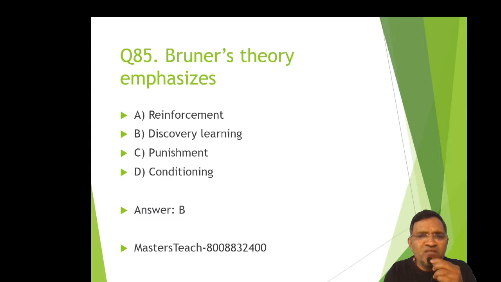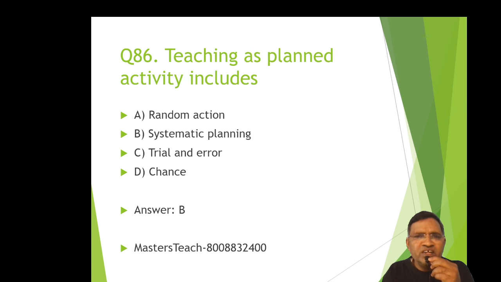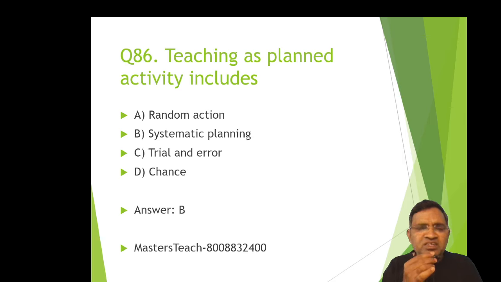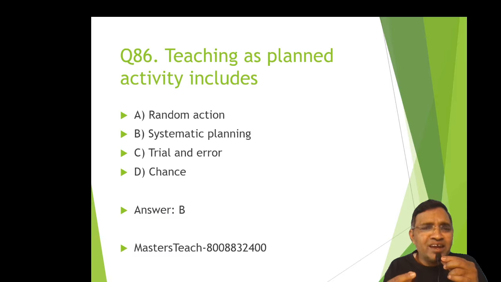Bruner's theory emphasizes A. Reinforcement, B. Discovery learning, C. Punishment, D. Conditioning. Bruner's theory emphasizes B. Discovery learning. Teaching as a planned activity includes A. Random action, B. Systematic planning, C. Trial and error, D. Chance. The answer is B. That is, teaching as a planned activity includes systematic planning.